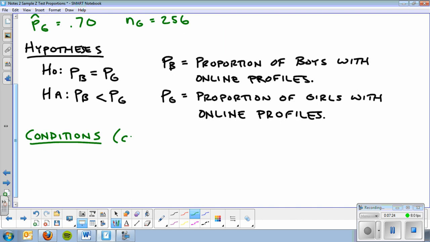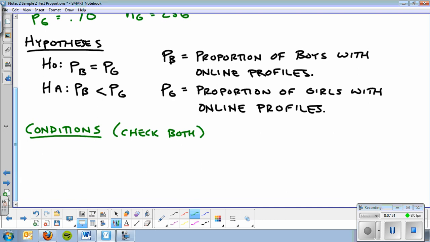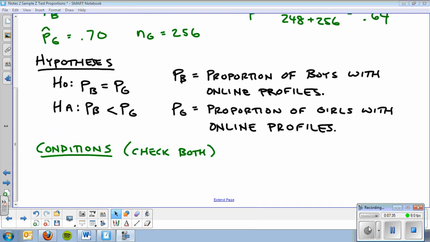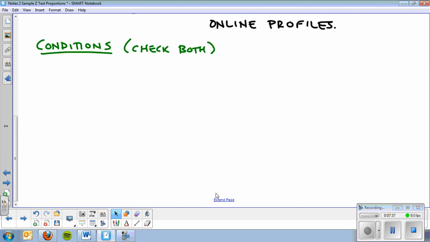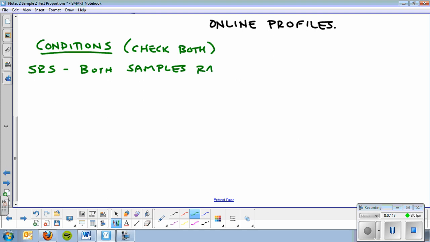You've got to check both. And again, that goes back to we're doing two independent samples, so we have to check that both meet the conditions. So our first condition is an SRS. Both samples randomly selected. And that's stated in the problem.